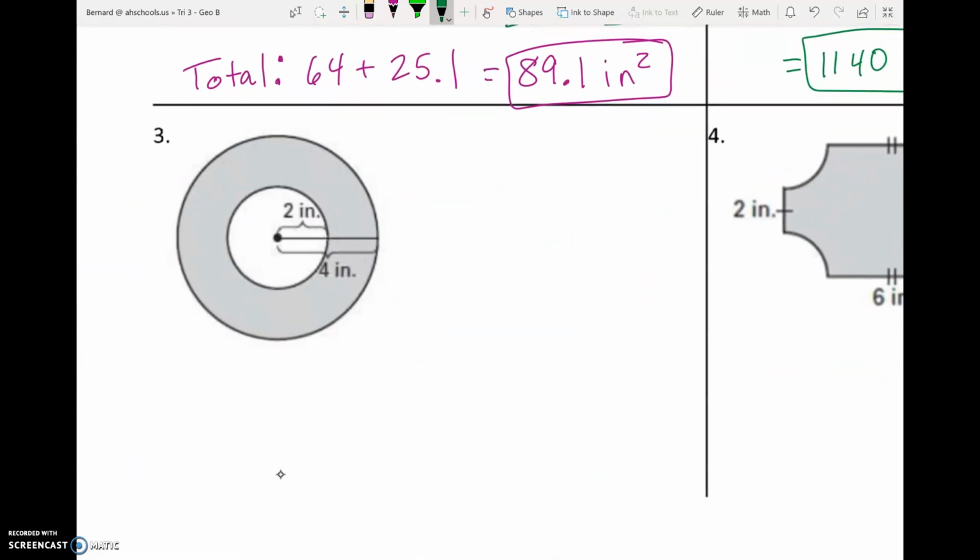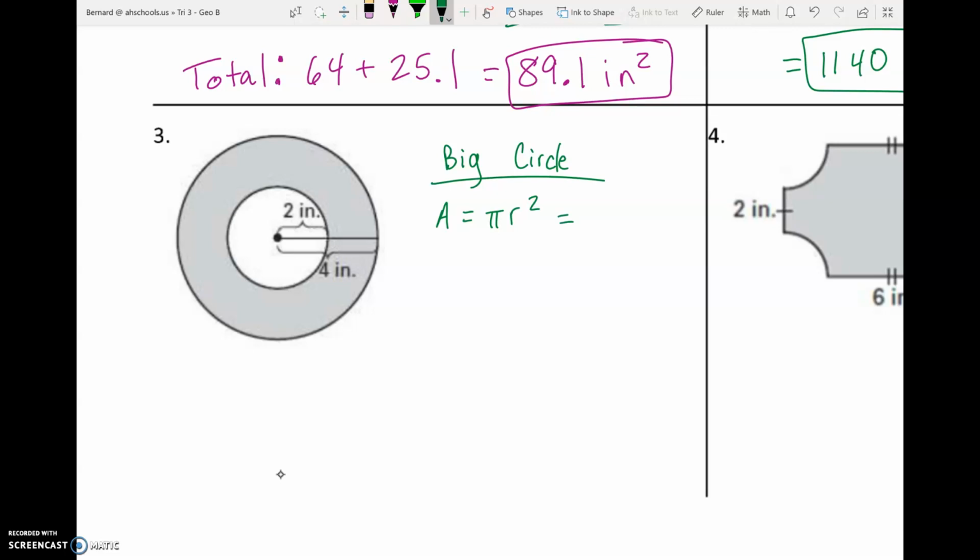In number 3, I hope what you see is we have a big circle, and then we have a little circle in the middle. And the big circle is shaded, but the little circle is white. And so we need to find the area of the big circle, and then we're going to subtract away the area of the little circle. So let's keep our work consistent, right? So big circle. Now remember, area of a circle is pi r squared.